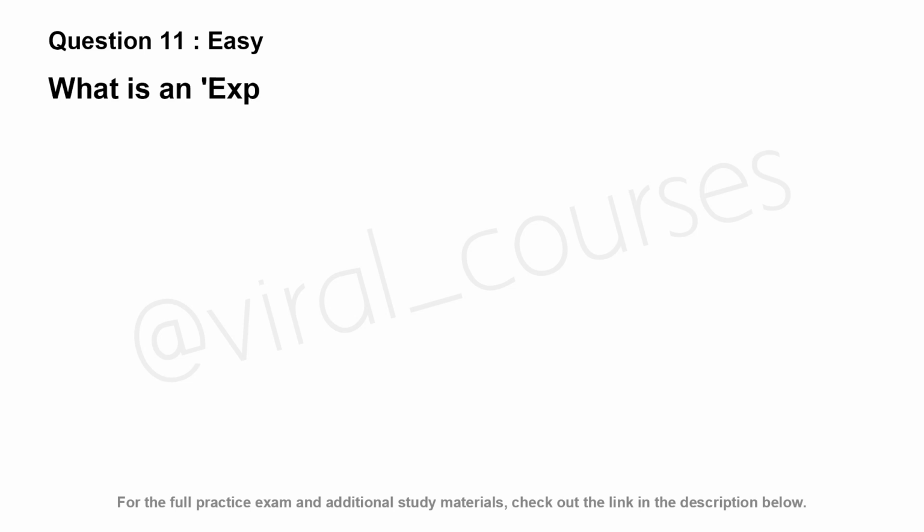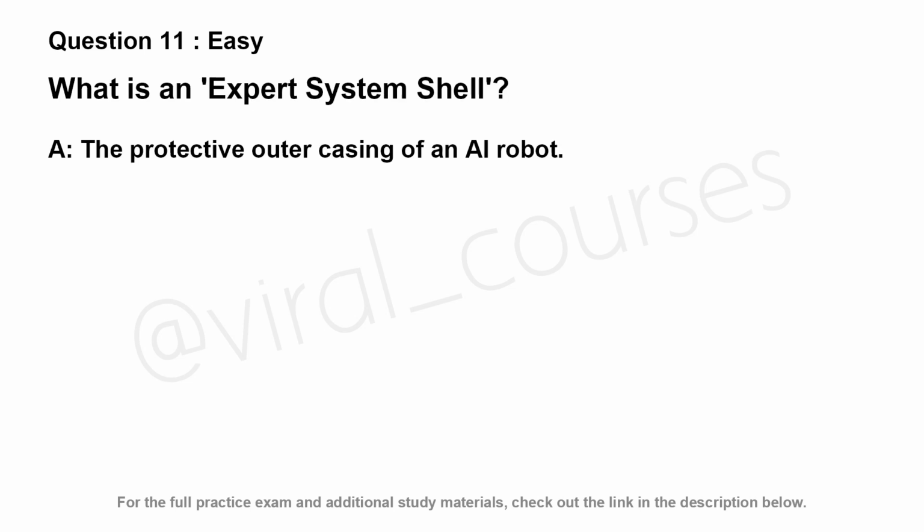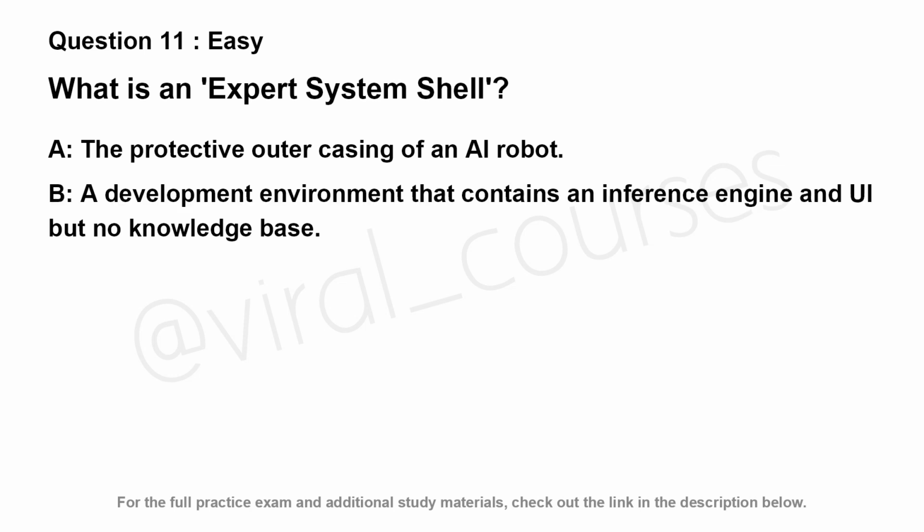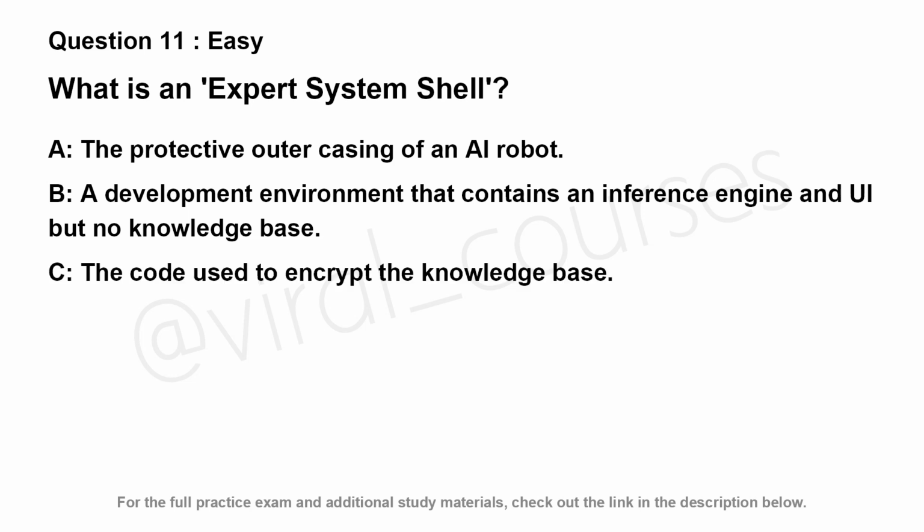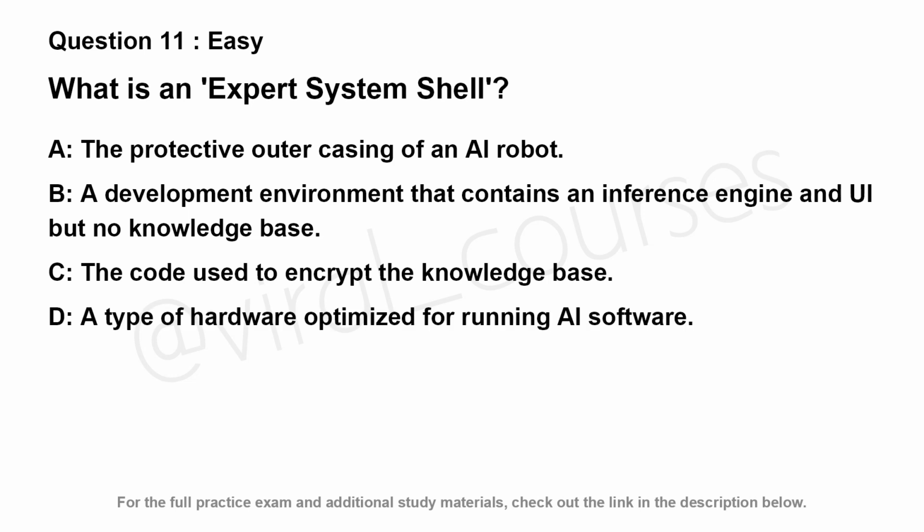What is an expert system shell? Option A. The protective outer casing of an AI robot. Option B. A development environment that contains an inference engine and UI but no knowledge base. Option C. The code used to encrypt the knowledge base. Option D. A type of hardware optimized for running AI software.